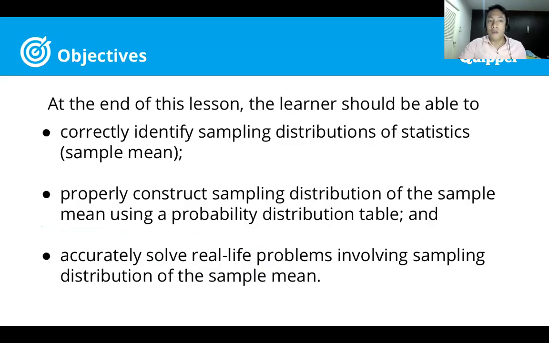Our main goals here are to correctly identify sampling distributions of statistics or the sample mean, properly construct the sampling distribution of the sample mean using a probability distribution table, and accurately solve real-life problems involving the sampling distribution of the sample mean. As you can see, we have the word mean. Mean is the average, right? So we will still find the average of a sample.